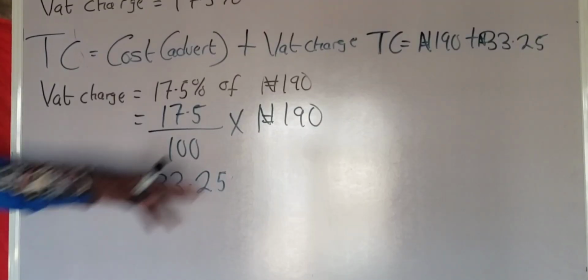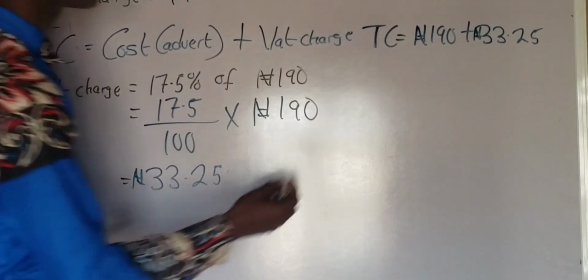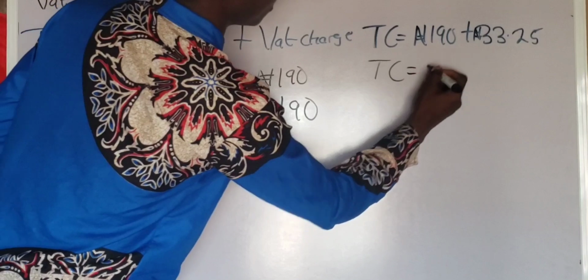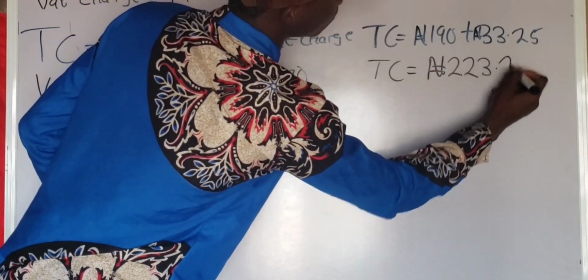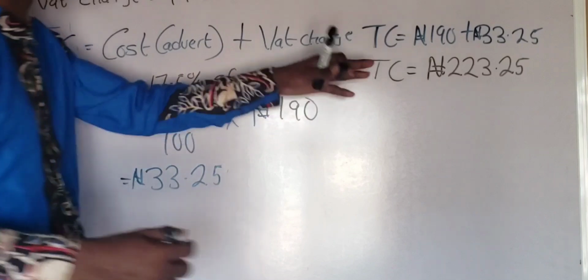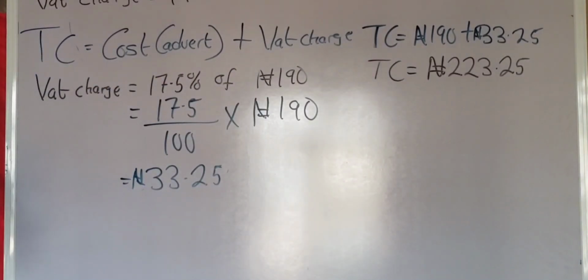So if you add this together, you are going to get 223.25 naira. That is the total cost of the product. You understand? That is the cost that the purchaser, the buyer, will pay if he desires the SanDisk card. You understand? So let's proceed to another question.